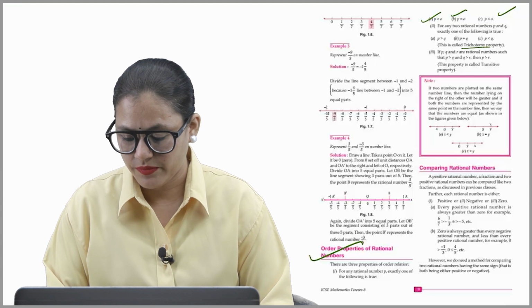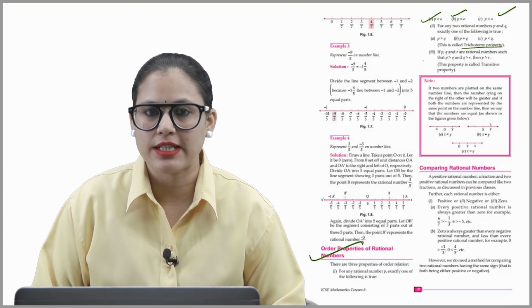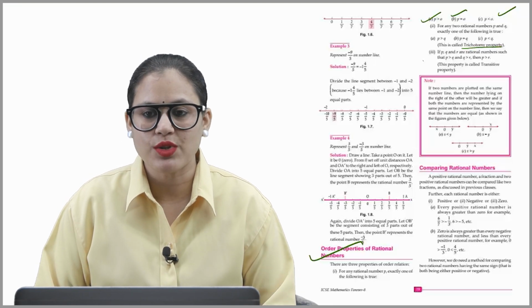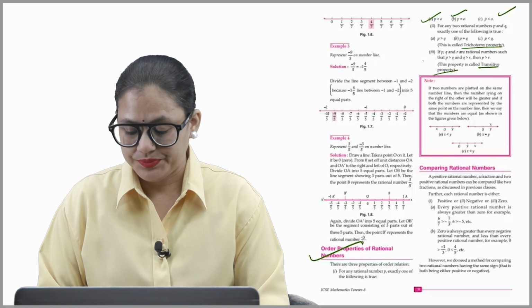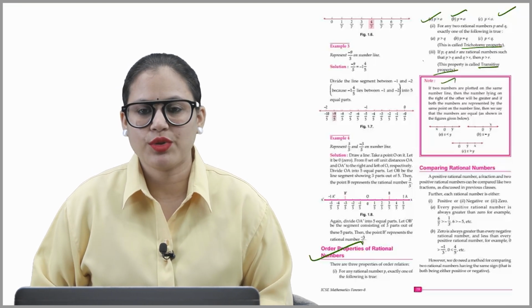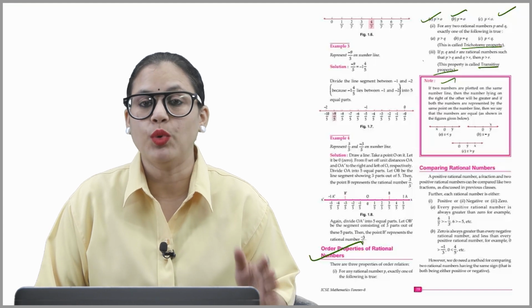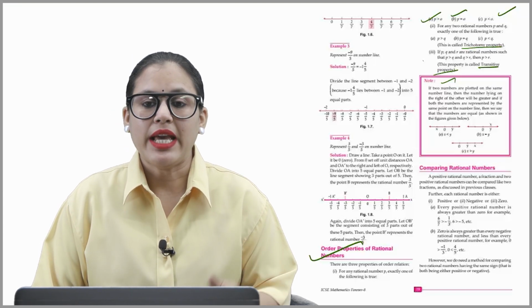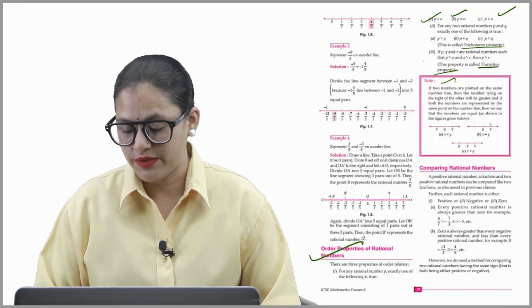And number 3, if p, q and r are rational numbers such that p is greater than q and q is greater than r, then p is greater than r. This property is called the transitive property. Note: if 2 numbers are plotted on the same number line, then the number lying on the right of the other will be greater, and if both the numbers are represented by the same point on the number line, then we say that the numbers are equal, as shown in the figures given below.